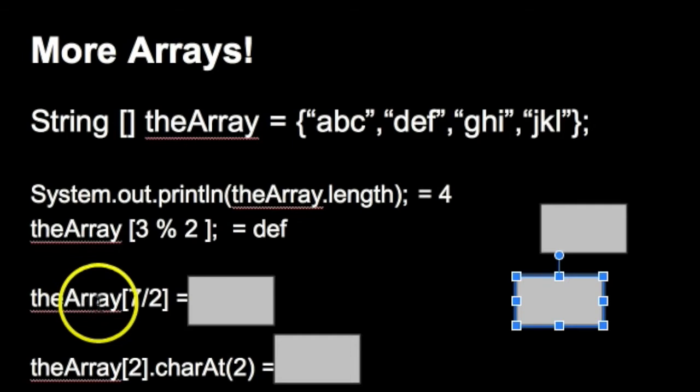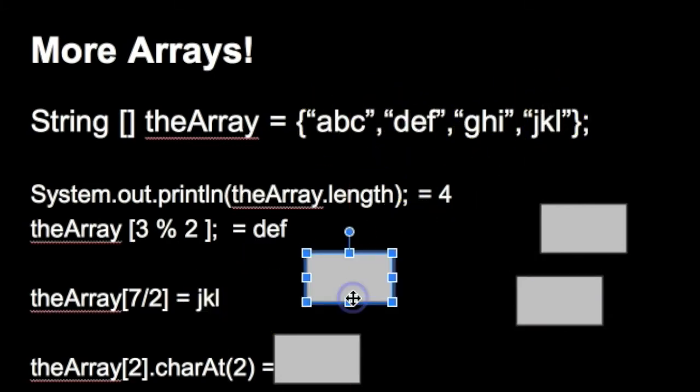And this just says the array 7 divided by 2, and 7 divided by 2 is not a whole integer value, it's actually a decimal. But again, in Java, when you're dividing, you won't get decimals unless you're working with doubles, and so this will print out 3, because that's the lowest number at which 2 goes into 7. And then if we look at the third element, that would be 0, 1, 2, 3, so this should print out JKL.